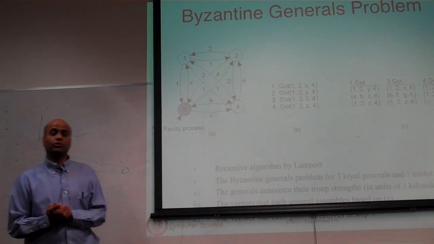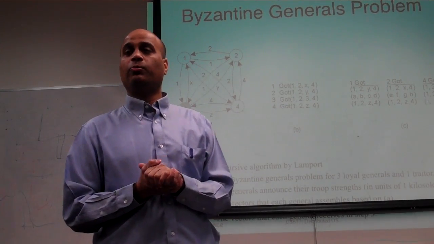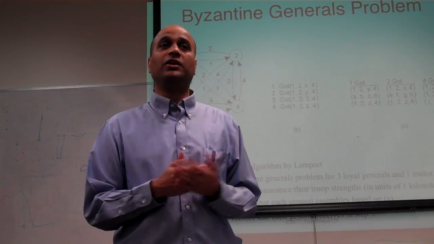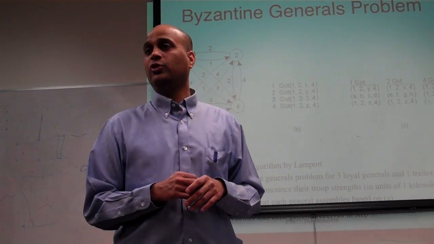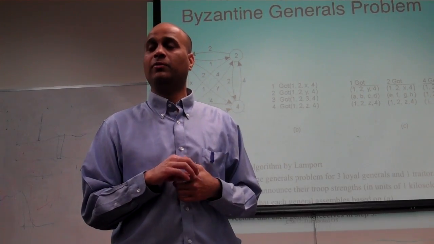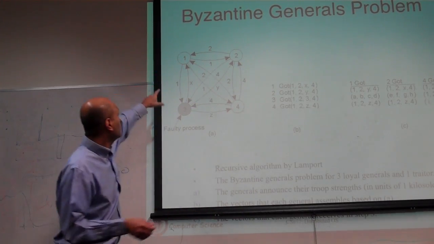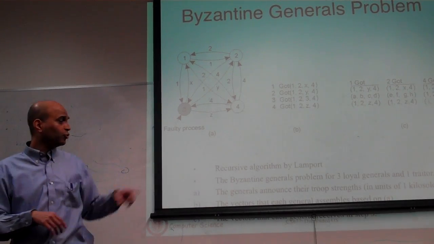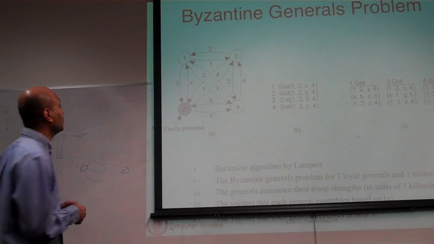So basically, it doesn't matter what kind of problem you are trying to reach agreement in. Let us just assume that they are exchanging how many troops each of them has. How many soldiers do you have, and you want to make sure that you are sending me the right information about how many soldiers you have. In this case, we'll assume each general announces his troop strength in terms of kilo soldiers, how many thousands of soldiers you have.